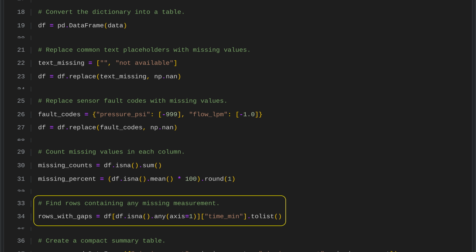To find rows with missing data, check each row of the data frame for missing values and keep only the rows where at least one value is absent. Then take the time column from those rows and turn it into a list of time points. This identifies when incomplete data occurred, making it easier to investigate the issue.